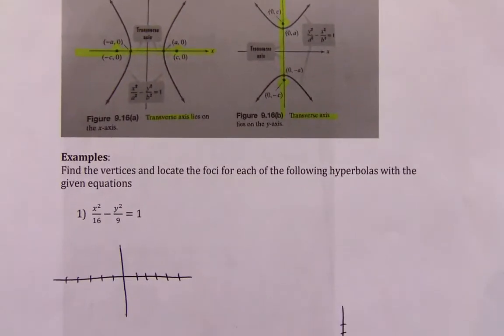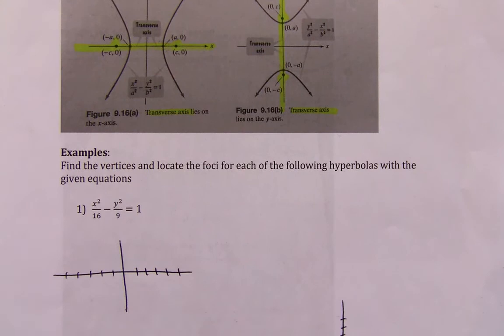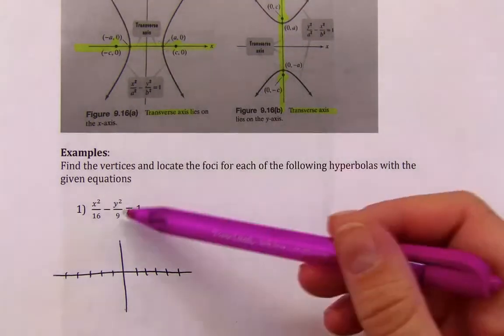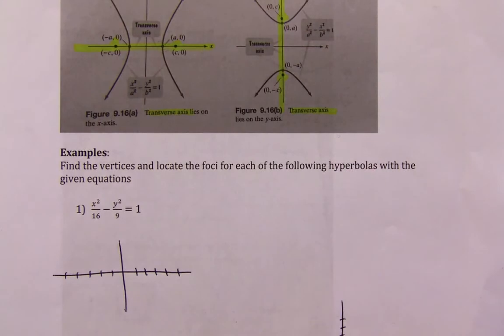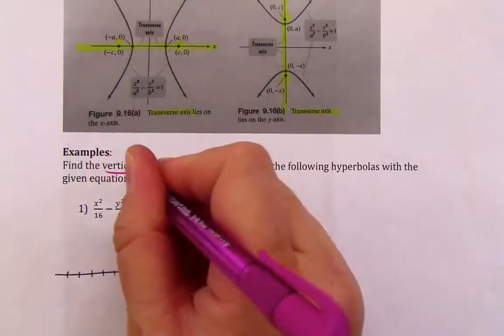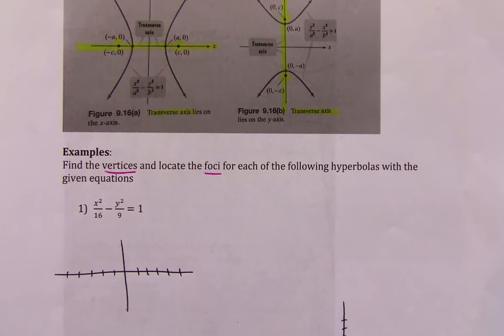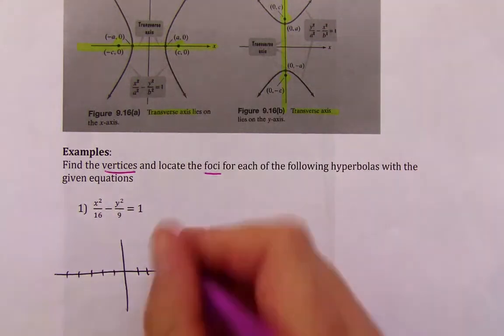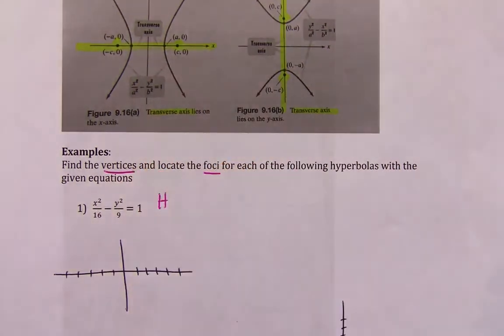It says find the vertices and locate the foci for the following hyperbolas with the given equations. So we're given this equation here, and it's asking us to locate the foci and the vertices. It's not asking us to graph, but that is going to be helpful for us. Now, because our x value is first, that's going to mean that this is a horizontal hyperbola.